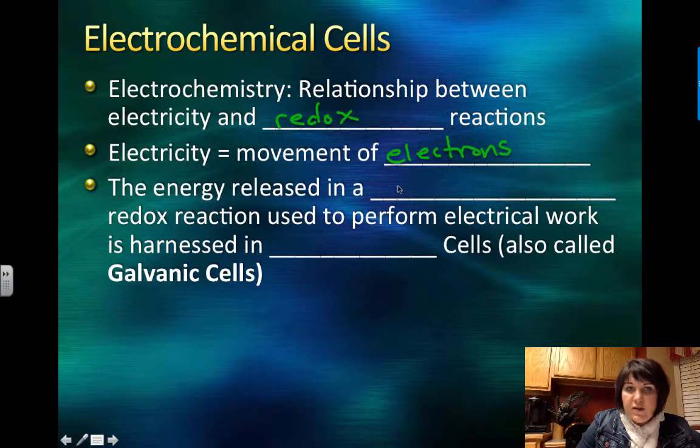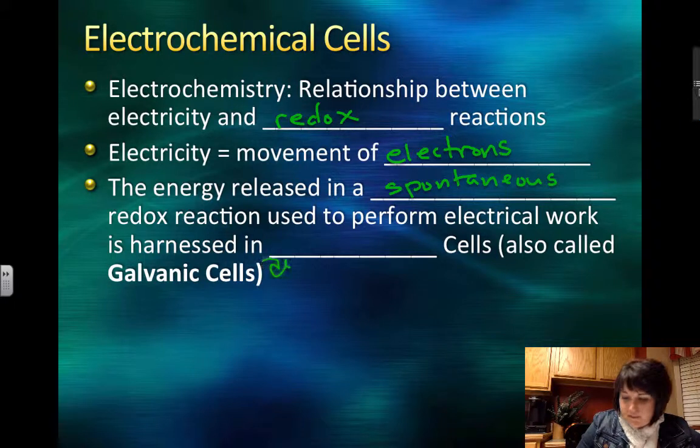So energy that's released in a spontaneous redox reaction and is used to perform electrical work, we call that a voltaic cell.